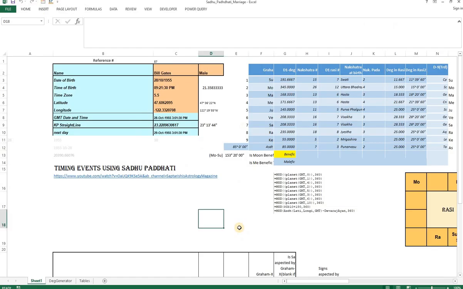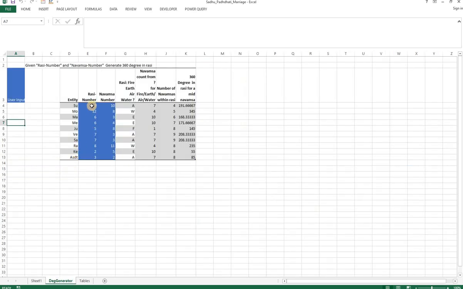So let me tell you how the Excel is. Once I started making this Excel and got it ready, the book on Sadhu Paddhati arrived later, and I checked. Most of the charts don't just specify the date of birth and time of birth, but they give you directly in what Rasi each of the planets and the ascendant is, and also the Navamsha in which it is. So if I say 10 for Surya's Navamsha, that means the 10th Rasi from Aries, which is essentially Capricorn, Makara. So these numbers are specified for each of the charts.